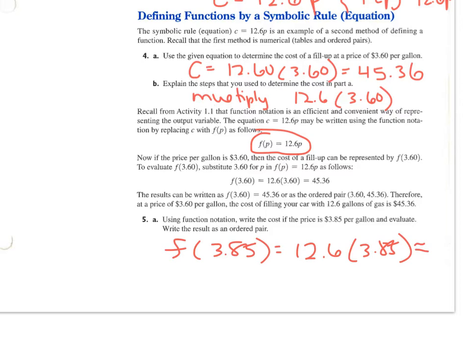And we get, oh, this is not, I thought I was rounding for a second. That should be a regular equal sign. We're going to end up getting 48.51.